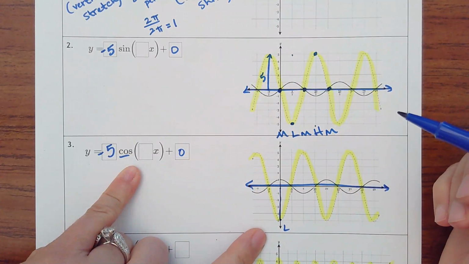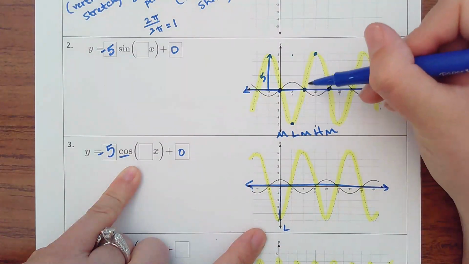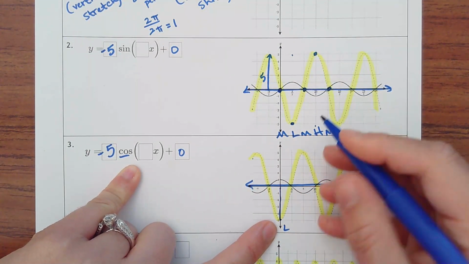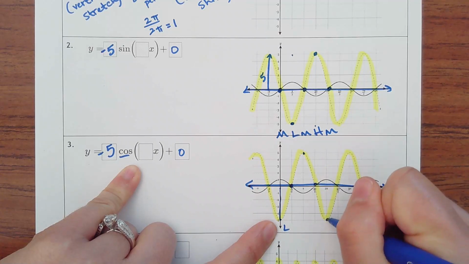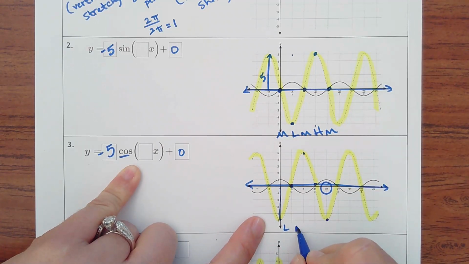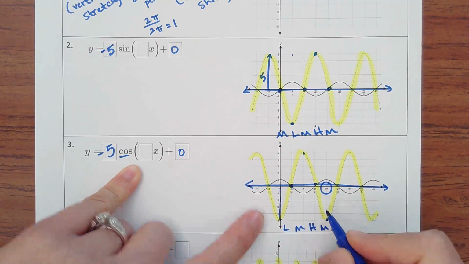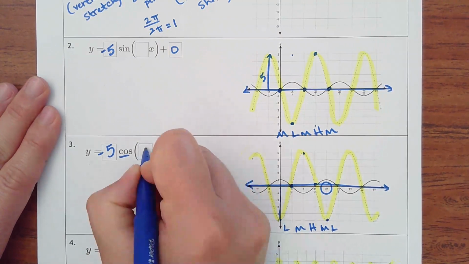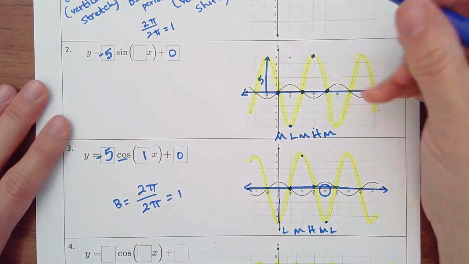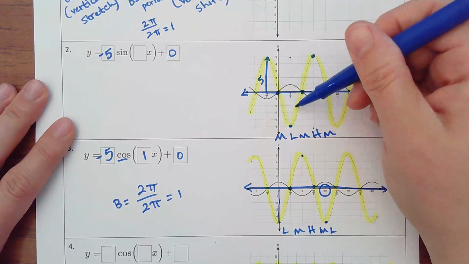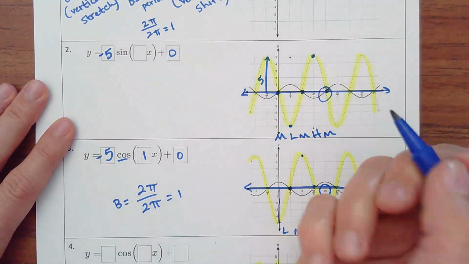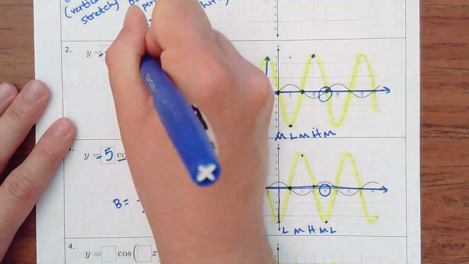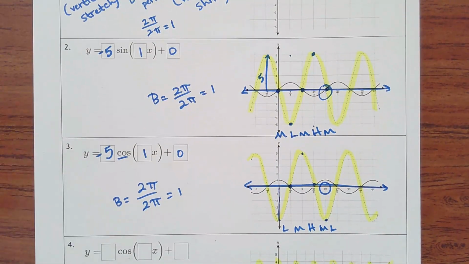And then the period, I guess I didn't even talk about on the other one. I need to go back to number 2, but hold on. So on this one, we're going low, middle, high, middle, low. That's one cycle. So taking 2 pi, this is to get your b, divided by 2 pi is 1, so that's a 1 there. Go back up to number 2. Never mind. That's 2 pi as well. So 2 pi divided by 2 pi is 1. All right, and then number 4.